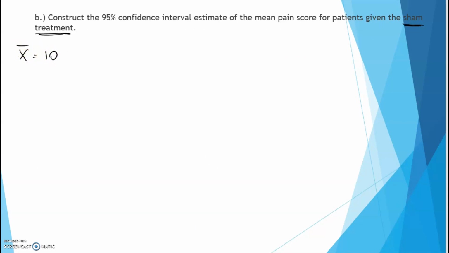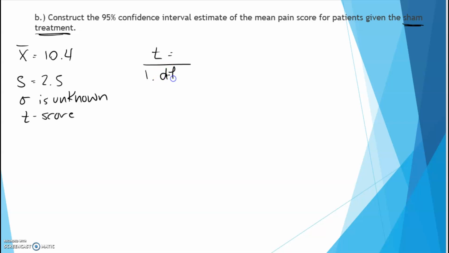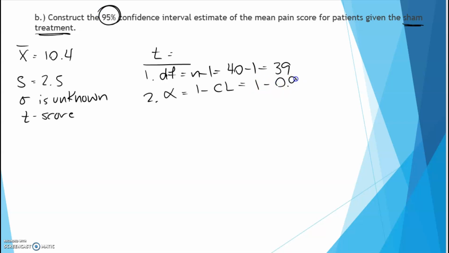So X bar is 10.4 and S is 2.5, which is saying sigma is unknown. Therefore, I've got to find a t-score. Okay, so a t-score, I would need two things. One, degrees of freedom, n minus 1, we've got 40 patients minus 1, so 39. And alpha, which is 1 minus our confidence level. Our confidence level is 95, so 1 minus 0.95, which would be 0.05. Remember, this is going to be the area in two tails.